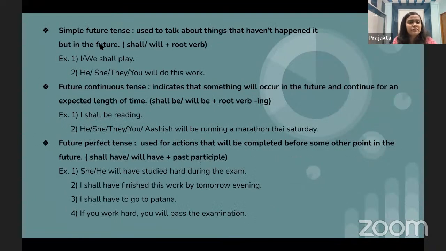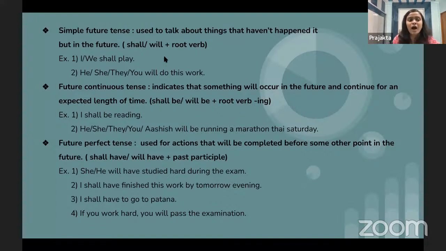Yeah, simple future tense. So simple future tense is used to talk about things that haven't happened yet but that are going to happen in the future. कि अभी नहीं हुआ है. Simple future tense means किसी घटना के बारे में, we are talking about any incident, event, or action that is not happening right now, but it will happen in the future. Okay, so the formula is here, shall, will plus root verb. Okay, I will or I shall play.